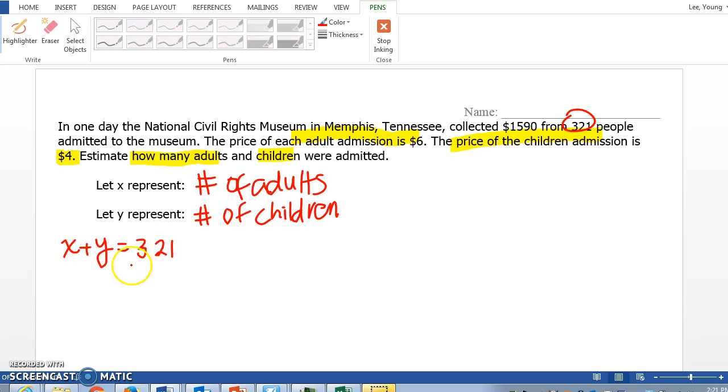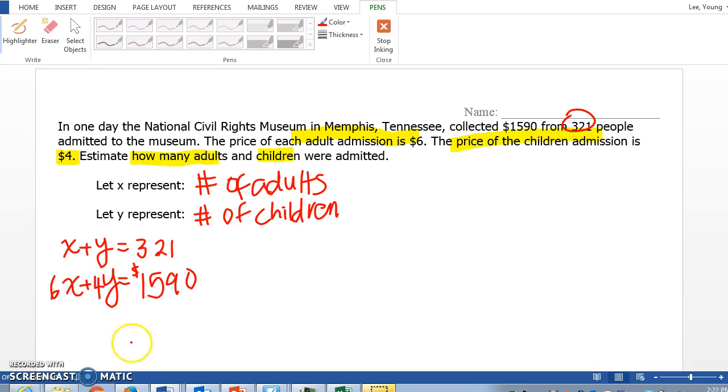Now, the total amount of money is $1,590. You know, I tend to see people doing this: X plus Y is $1,590. Is that true? No, because X is the number of adults, Y is the number of children, so they cannot be equal to the dollars. If you want to make a value of it, you have to put a dollar sign in front of X. How much is each ticket for an adult? 6. So we put 6X, and then 4Y equals $1,590.